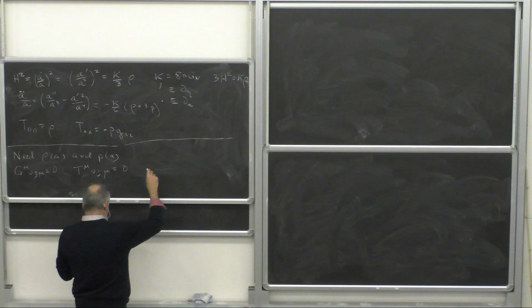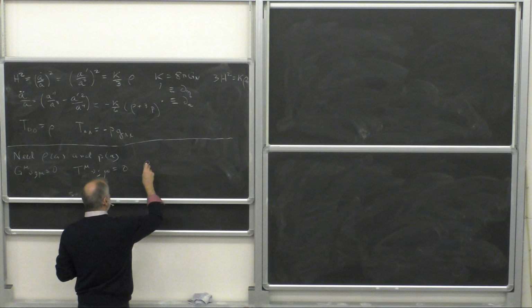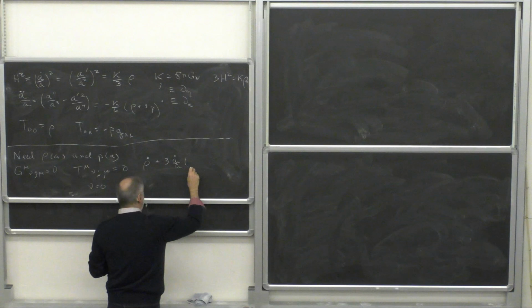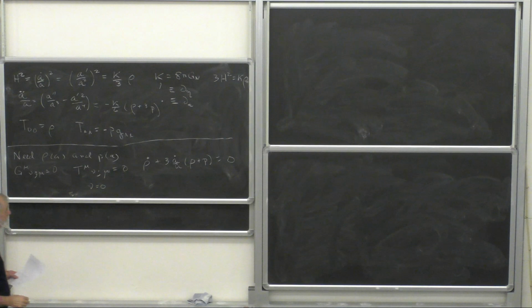for the evolution of rho, you find rho dot plus 3H, well, I'll write it as 3 A dot over A, times rho plus P is equal to zero. So we're almost there. Our goal is to find the evolution for rho and the pressure, because we're going to need both to solve the Einstein equations.